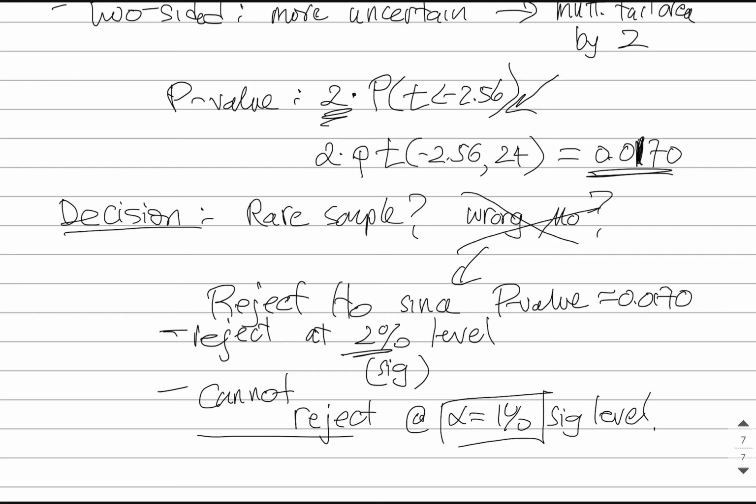So the mechanics of a two-sided test are not that much different. You have to remember to multiply by 2, and that reflects a greater uncertainty.